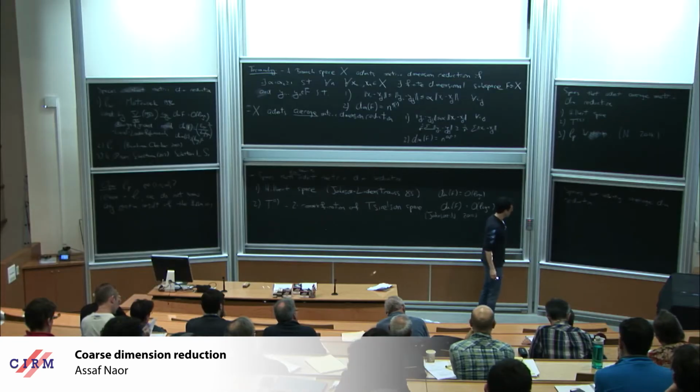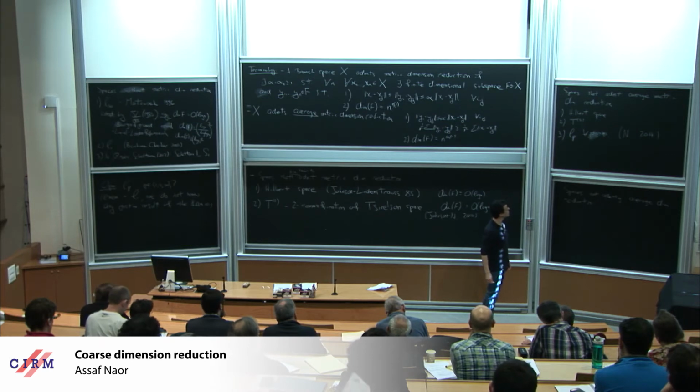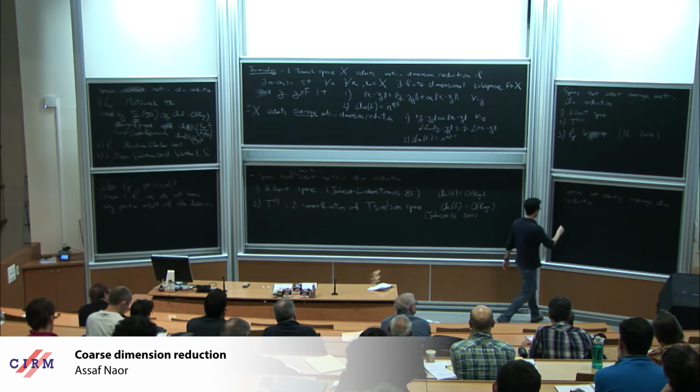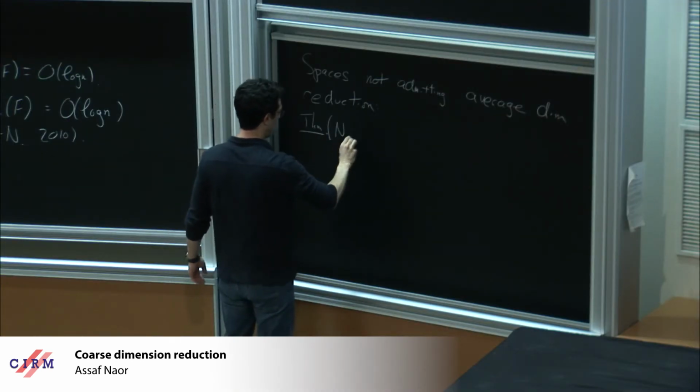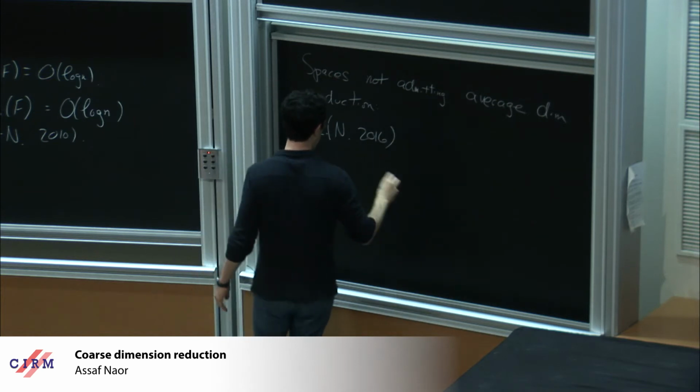So until 2016, it was not known for any space. We didn't know of any example. And so the theorem, which I obtained in 2016, is that L infinity does not admit average metric dimension reduction.